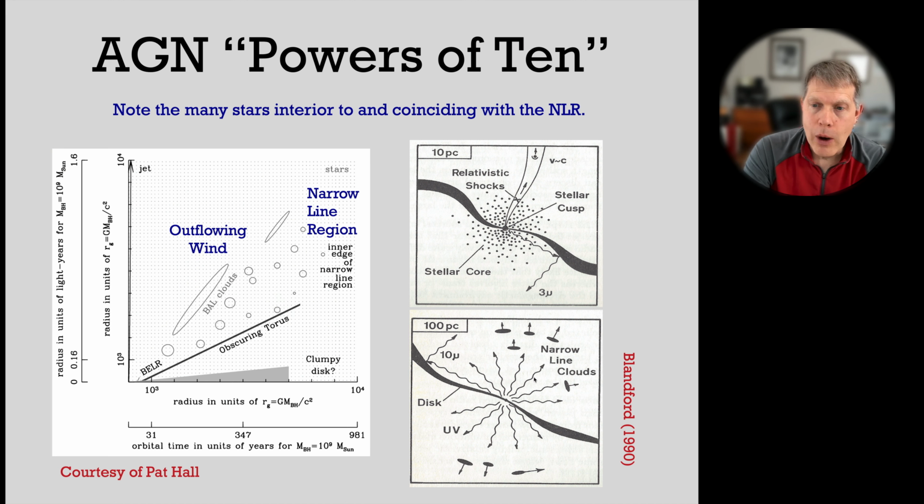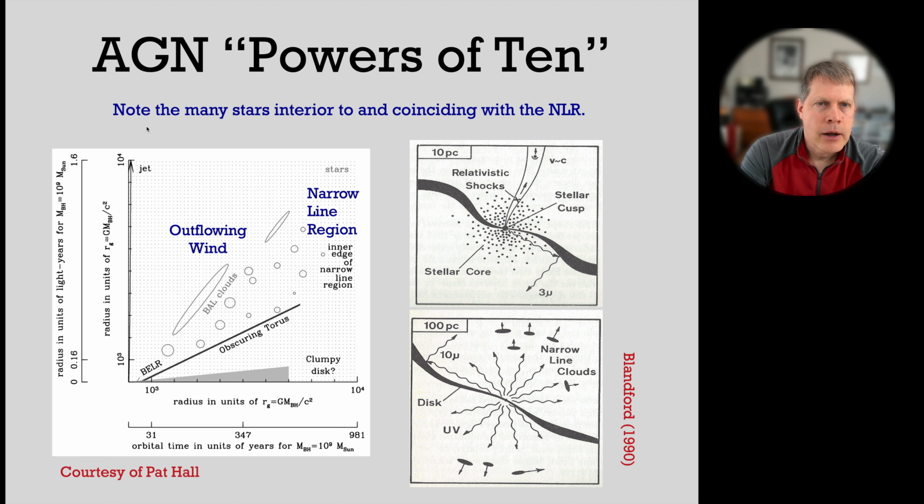And that, of course, if you go out to even larger radii, this again goes out to about 2 light years, 1.5 light years or so for a 10 to the 9 solar mass black hole. But if you go out to 10 parsecs, now you have the entire stellar cusp and the stellar core lying interior to much of the narrow line region, which could lie out at 100 parsec scales, as shown here.